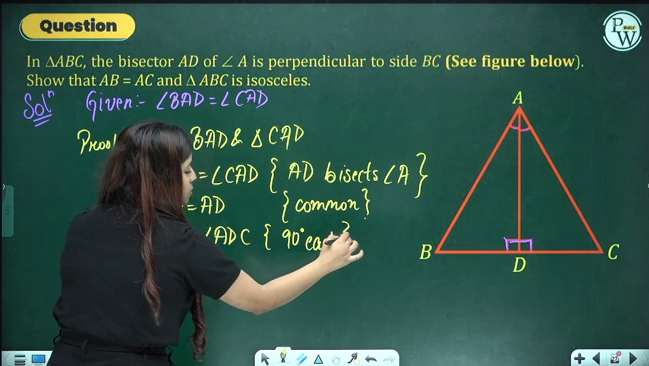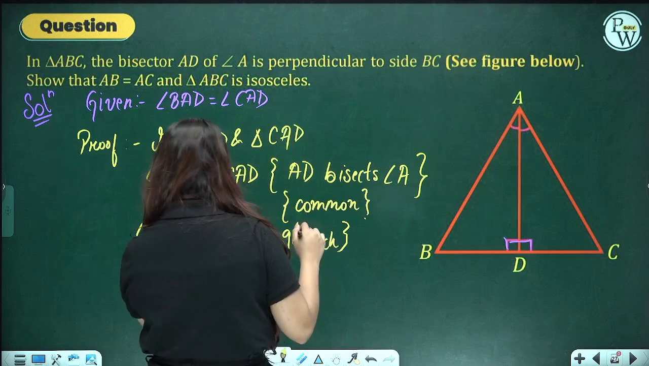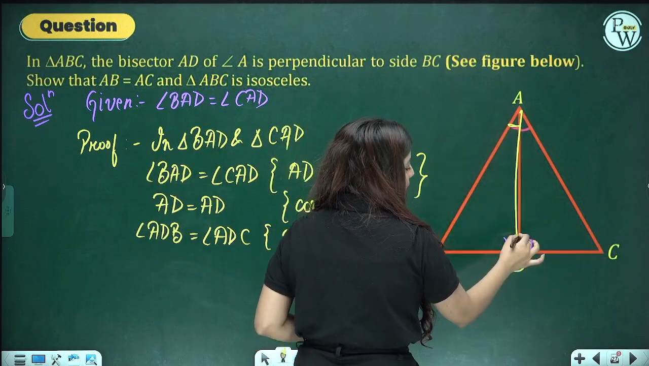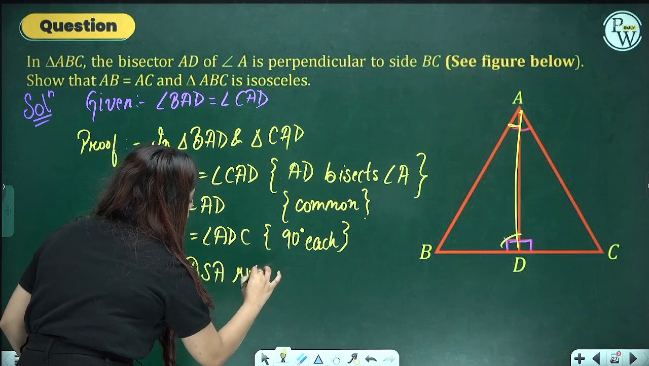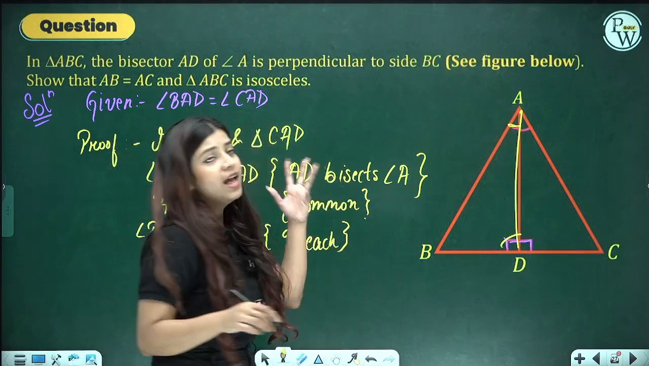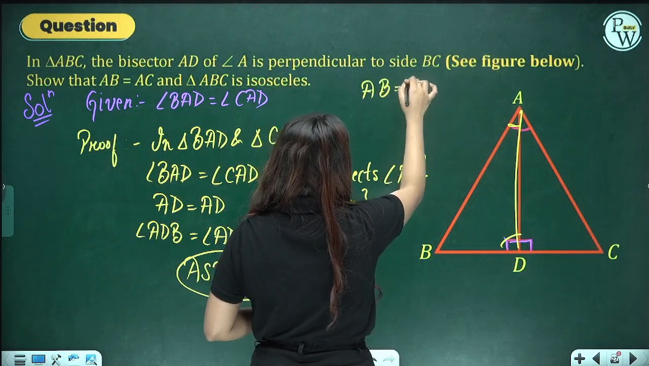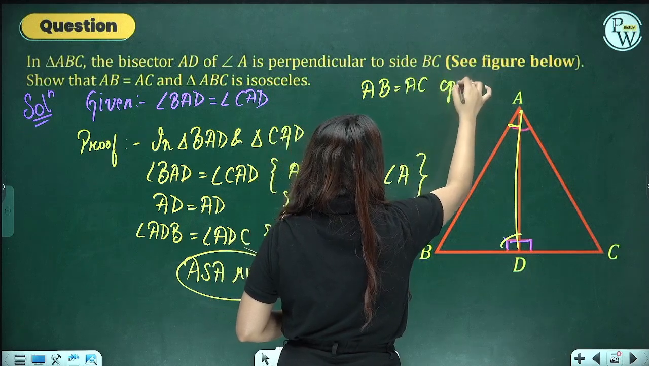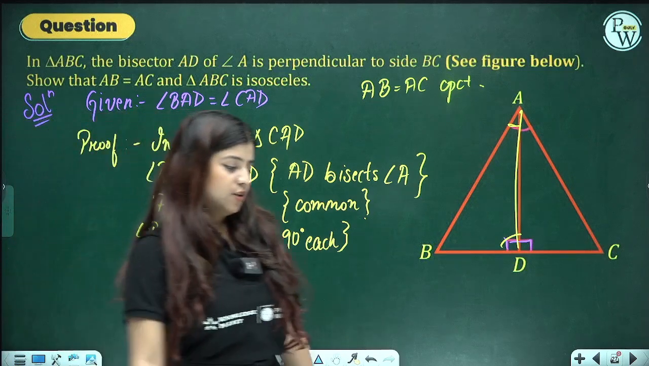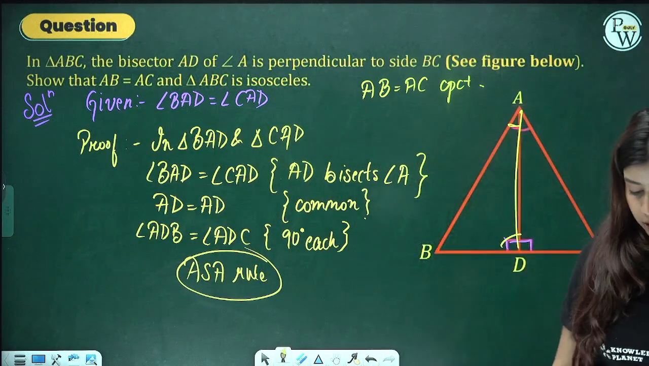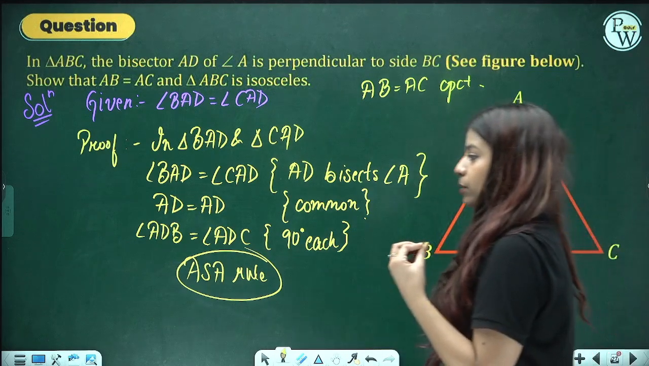So by, students, angle side angle, so by the ASA rule or ASA criteria, the two triangles will be congruent. And if two triangles are congruent, we can clearly say that AB is equal to AC by CPCT, that is corresponding parts of congruent triangles. So this is how we can show that AB is equal to AC.